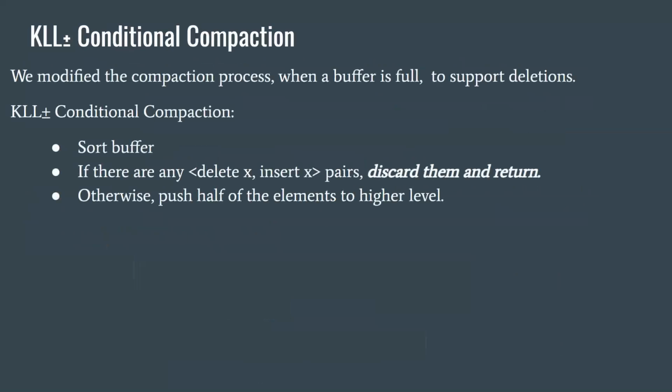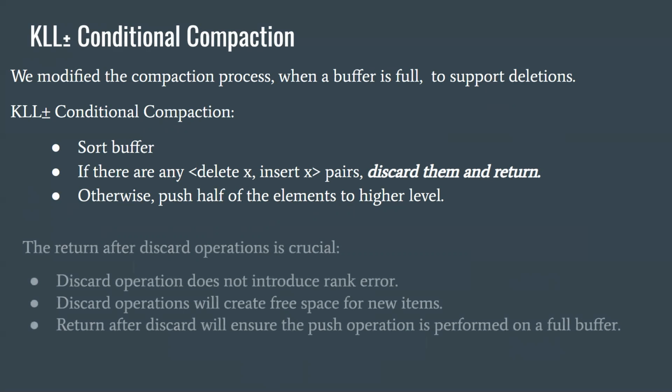To support deletions, we proposed the conditional compaction process. Our previous compactions sort the buffer and then push half of the elements. In KLL plus minus, we buffer the deletes. In the conditional compaction process, we first sort the buffer. If there are any delete-insert pairs, we discard them and return. Otherwise, we push half of the elements. The return after the discard operation is crucial. The discard operation does not introduce any rank error and will create new free spaces. Returning after discard will ensure the push operation is performed on a full buffer.